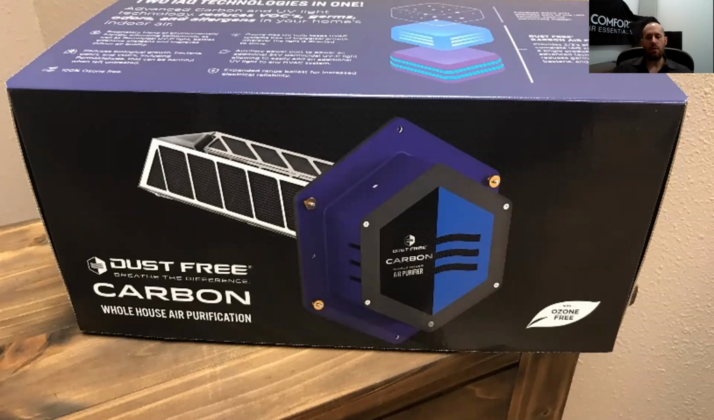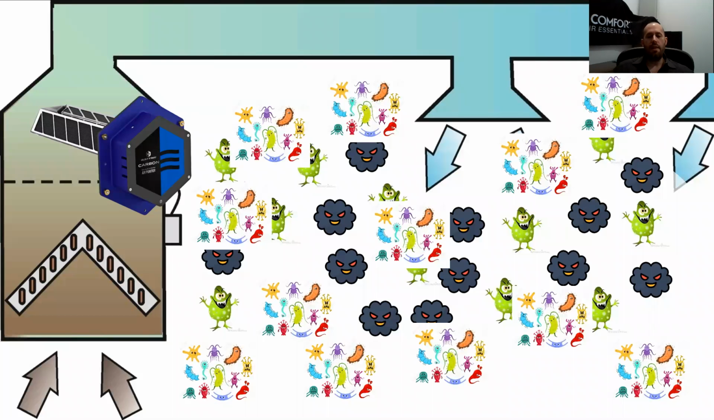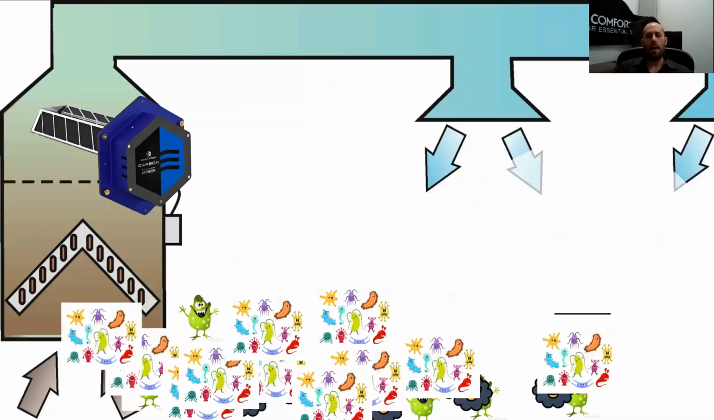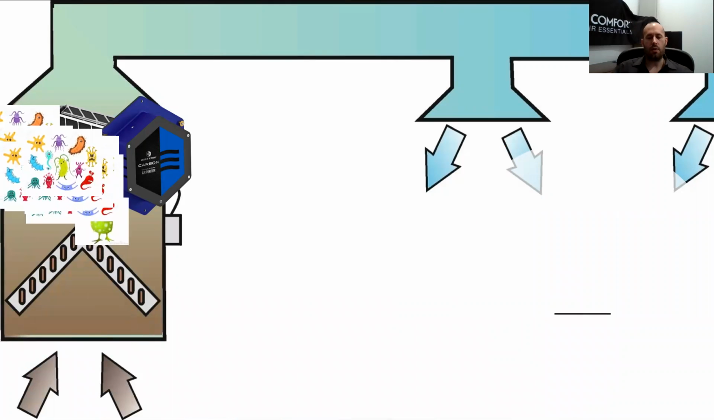The packaging is retail ready, so it's great for showing a building owner or a building manager. It really looks like they're getting something for their money. This is my grade school drawing to illustrate passive technology. We have germs and odors in the space. The blower kicks on and the carbon traps them and the UV light kills them.